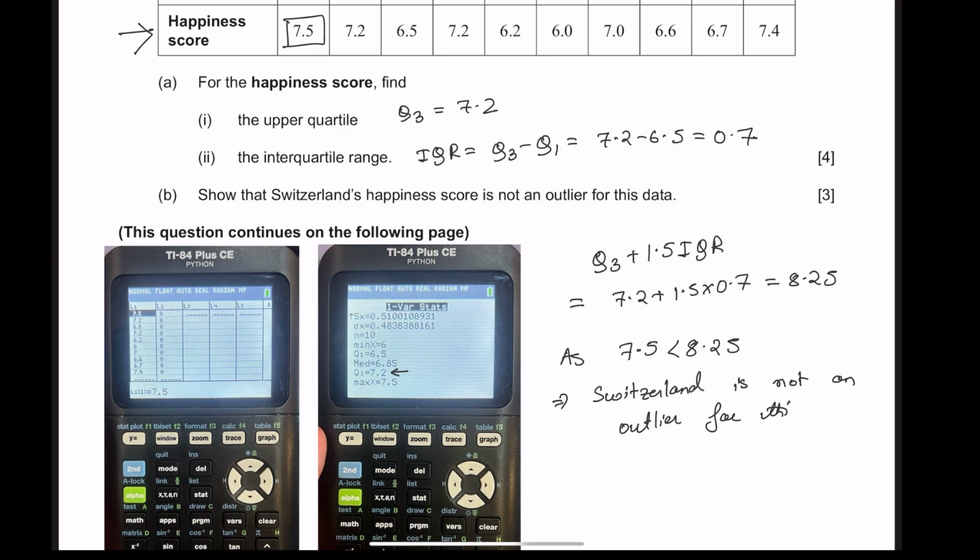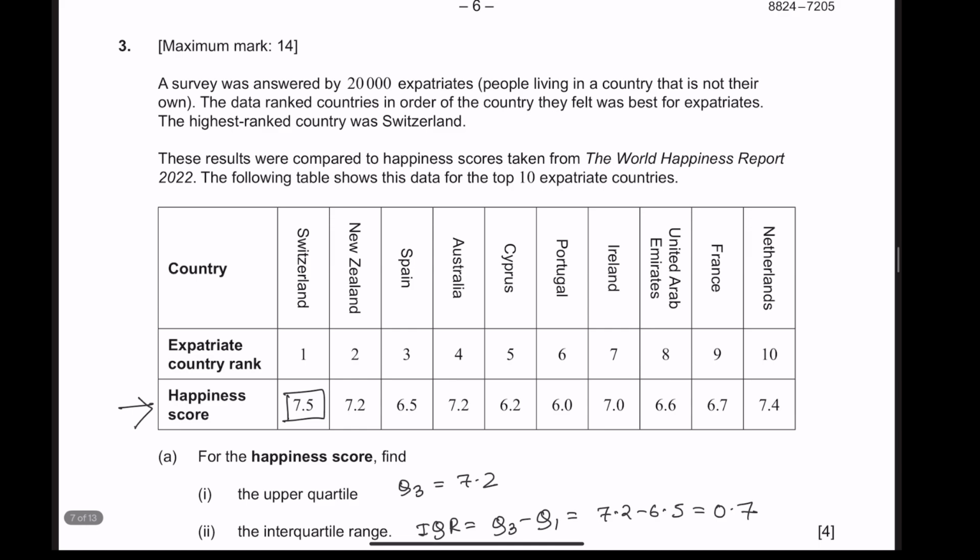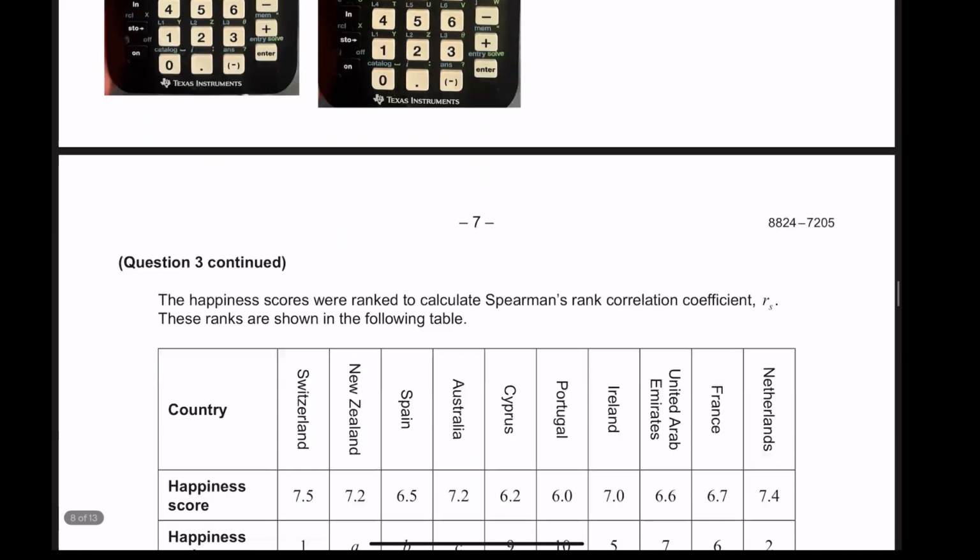For this data. Done. That's all about question 3. Now the next one.